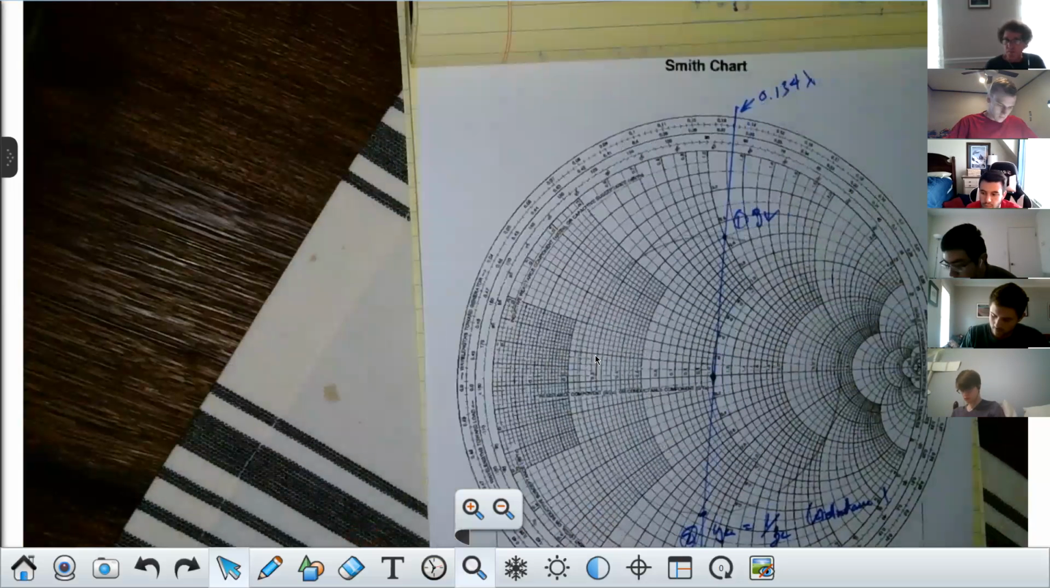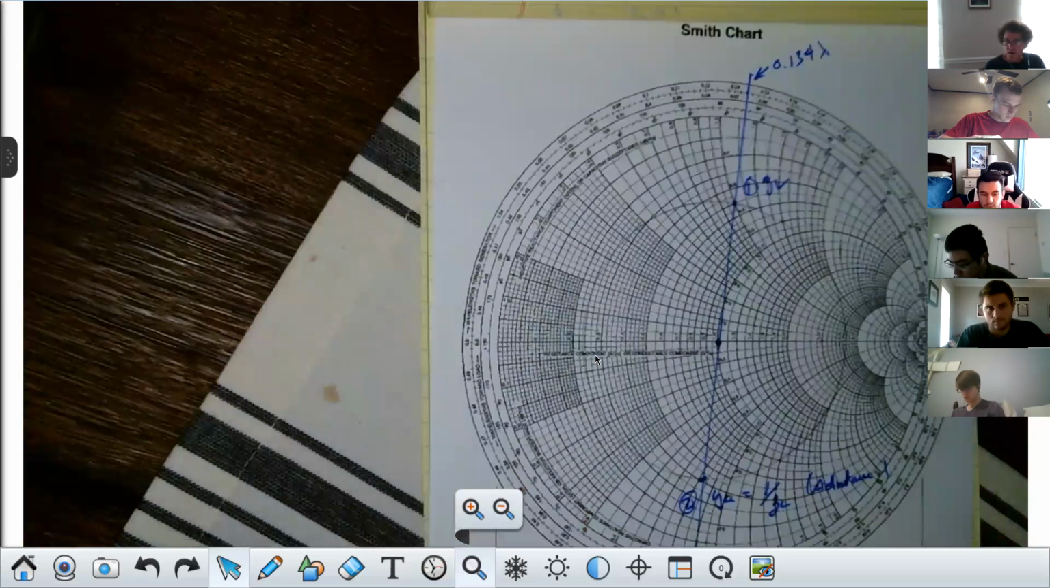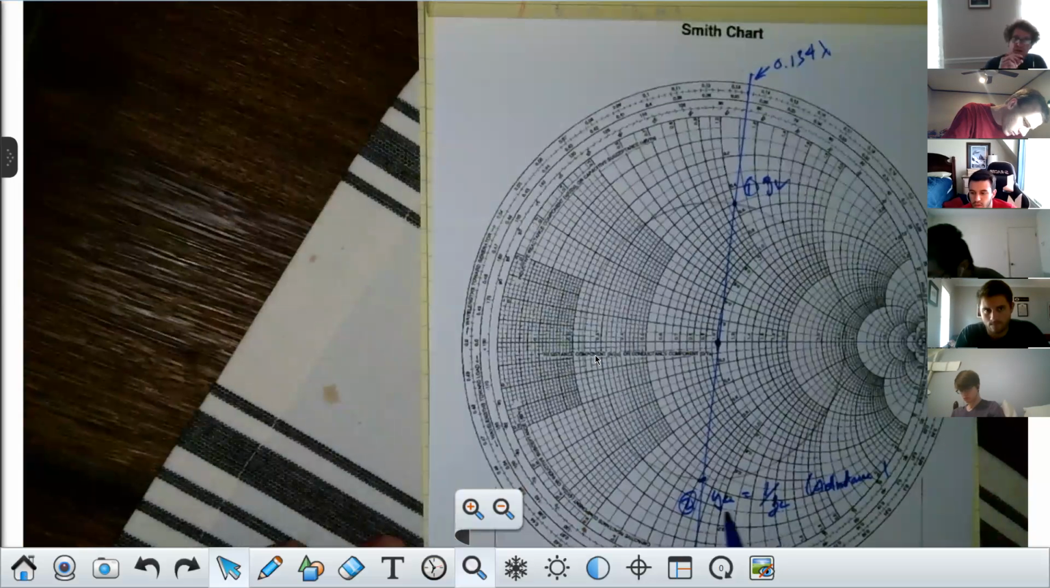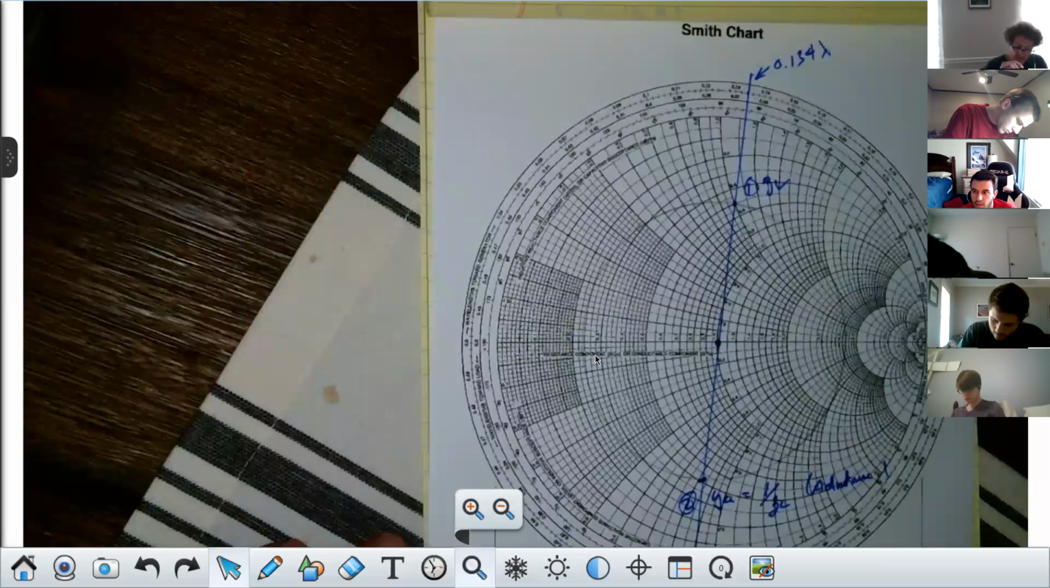Are you with me? Lester, what's the symbol you're using there? Is it a cursive Y? It's just a simple script y sub L. In Dr. Wentworth's book, you'll have a small y sub L. It means normalized admittance. It's just 1 over the normalized impedance.